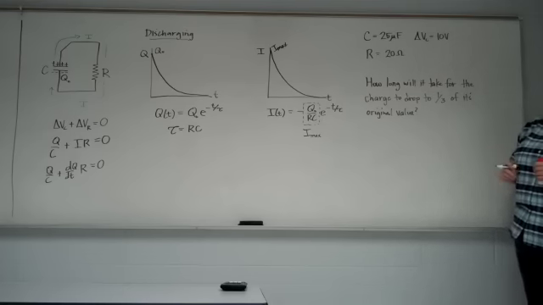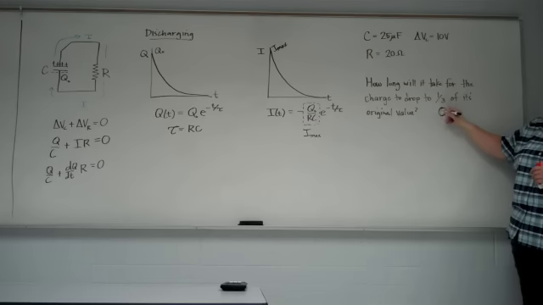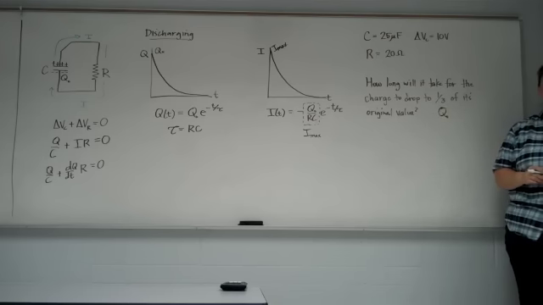So if our capacitance is 25 microfarads, let's say our capacitor was able to charge to the 10 volts. Our resistance is 20 ohms. How long will it take for the charge to drop to 1/3 of its original value? By the way, what is its original value?